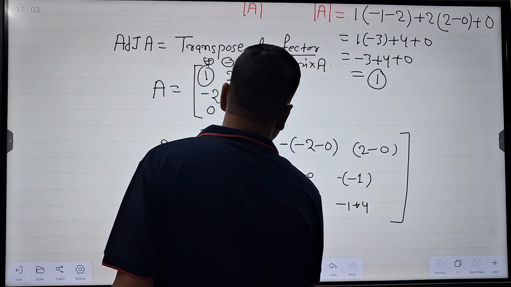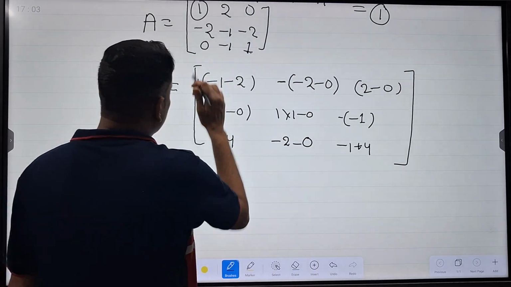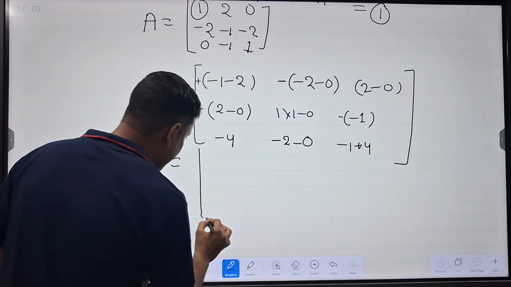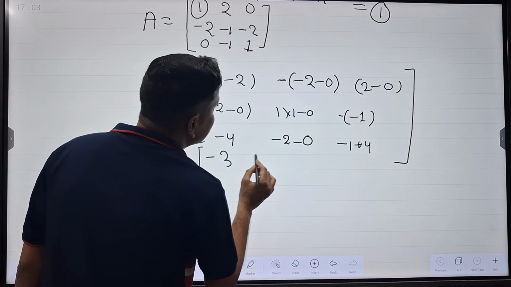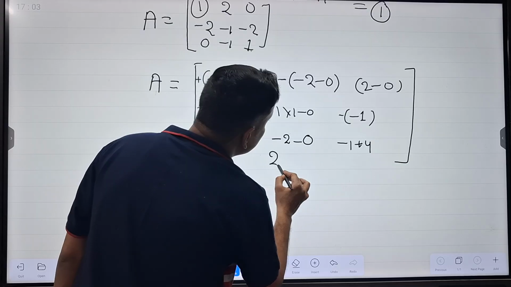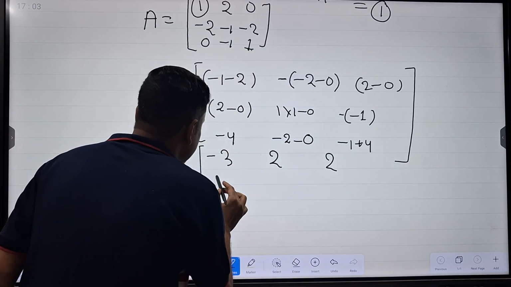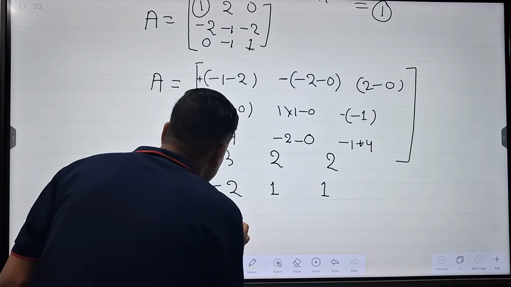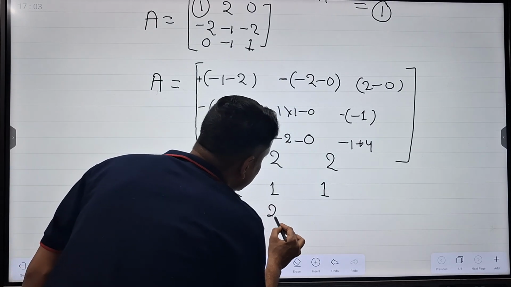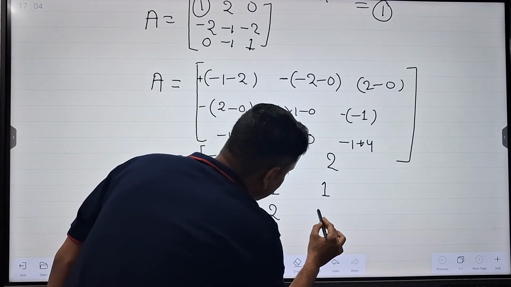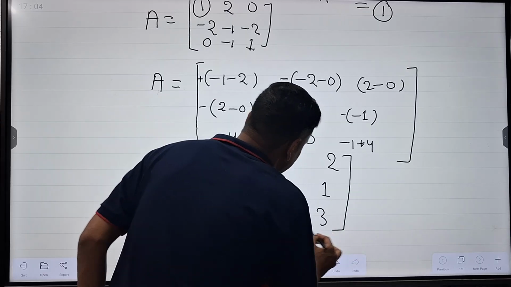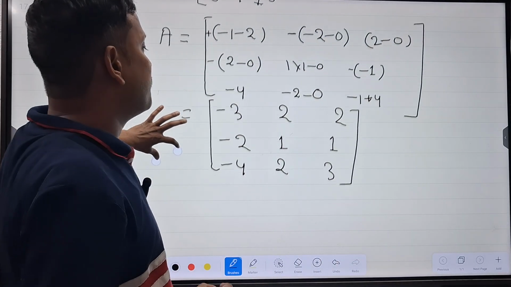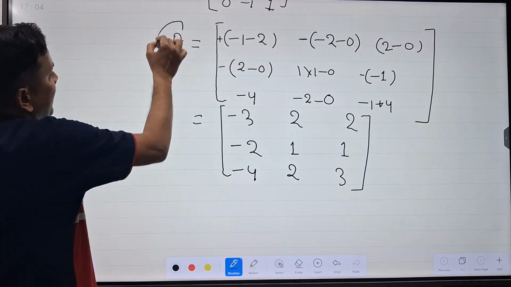Okay. So what you got? This is the cofactor for this matrix. So you will get here, this is minus 3, this is 2, and this is 2. This is minus 2, this is 1, and this is 1. This is minus 4, this is 2, and this is 3. This is the cofactor of the matrix.